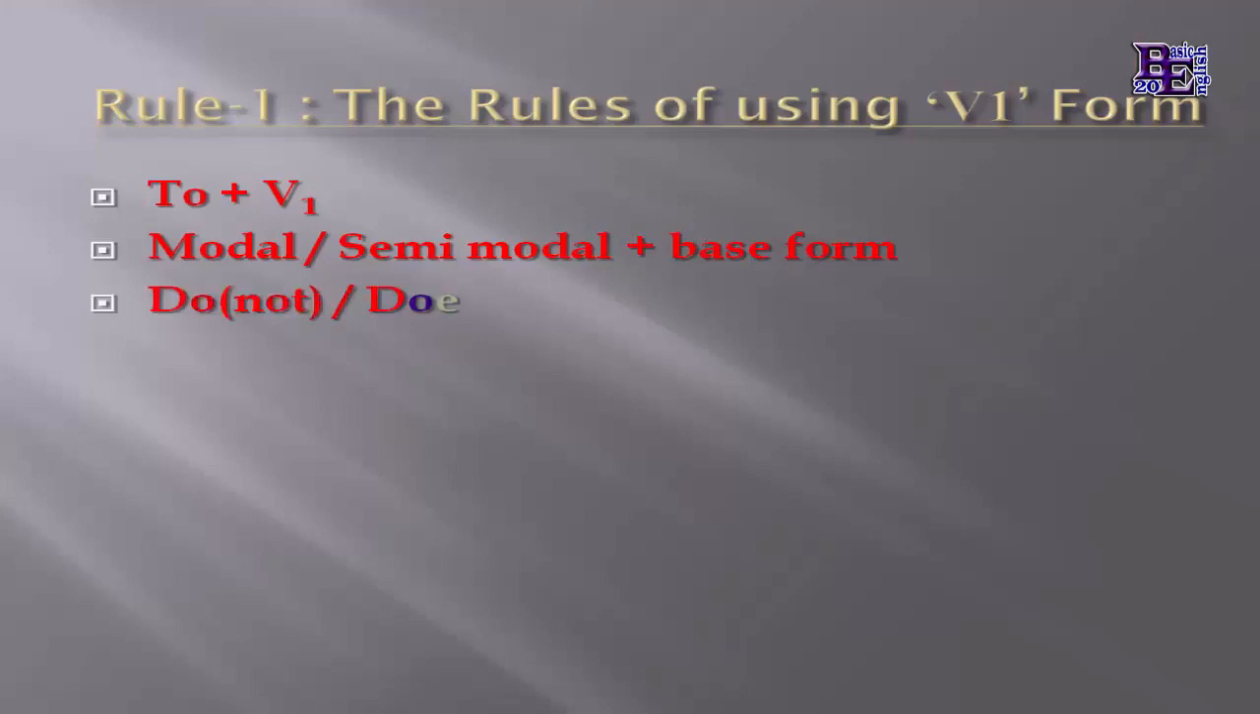And the third rule is that do, did, does sometimes are used as the helping verb. So after the helping verb do, did and does, we have to use the base form of the verb. Sometimes do, does and did may be followed by not. That means in case of negative sentence or in case of interrogative sentence, if you get this type of helping verb like do, did, does, or don't, doesn't, or didn't, we have to use the present form of the verb.